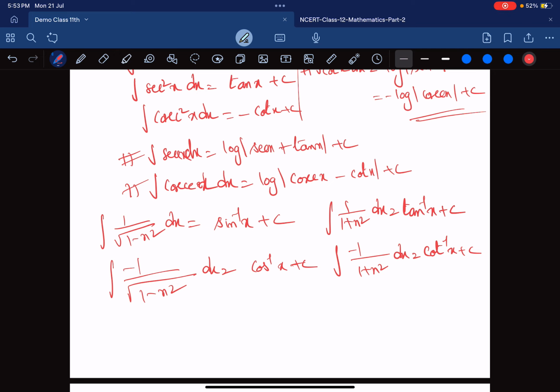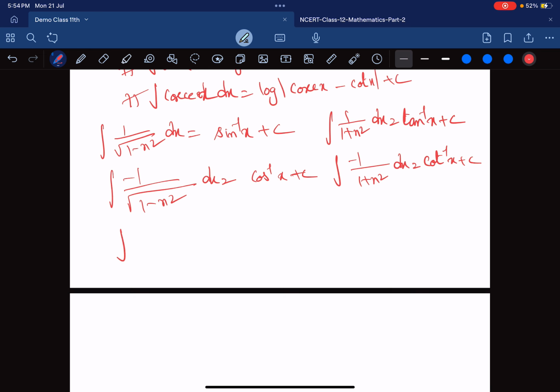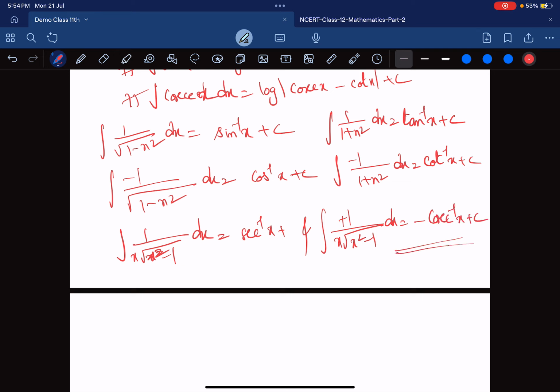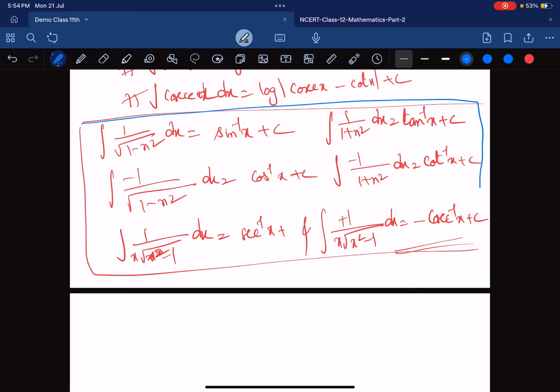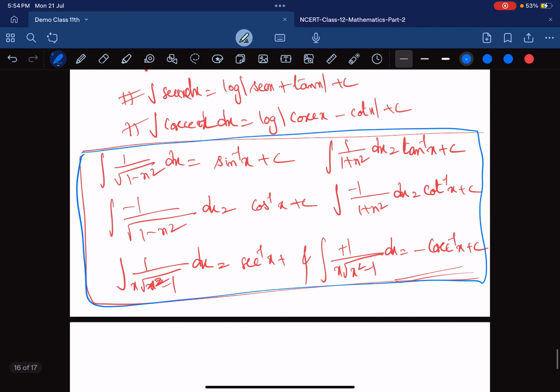Integration of 1 upon x square root of x square minus 1 dx is equal to secant inverse x plus c, and integration of minus 1 by x square root of x square minus 1 dx is minus cosecant inverse x plus c. So these are the inverse trigonometric functions based formulas.